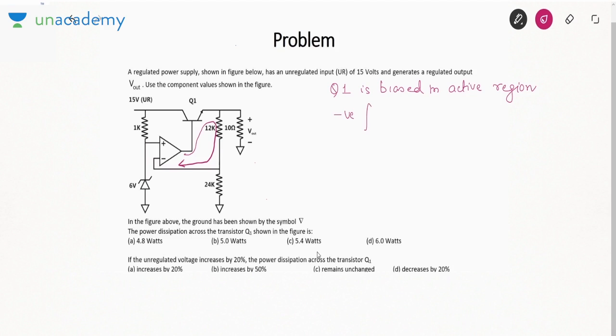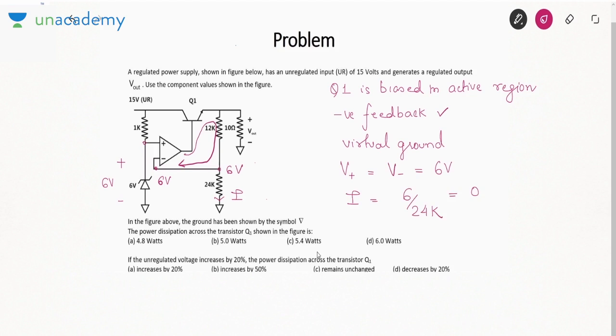So negative feedback is present, so we can apply the concept of virtual ground. If you apply the concept of virtual ground, the positive terminal voltage is equal to the negative terminal voltage, which is equal to 6 volt. See, this is a Zener diode with a voltage of 6 volt. So this terminal voltage will also be 6. Now you can find this current I. I will be 6 by 24K, that is 0.25 milliampere.